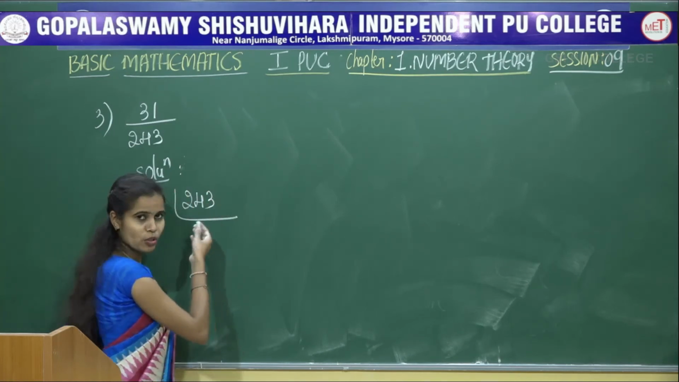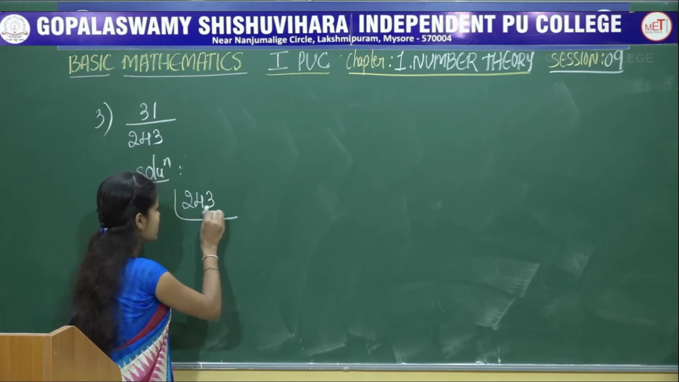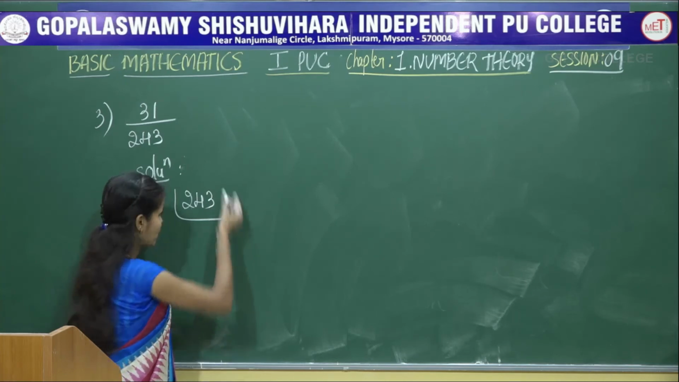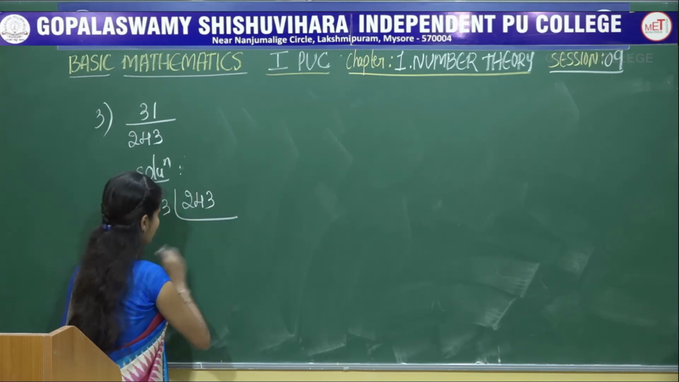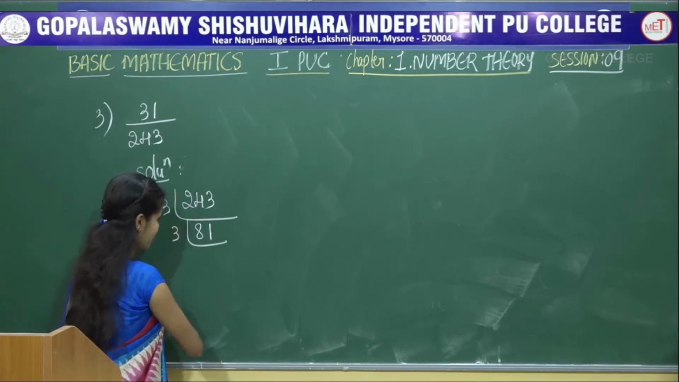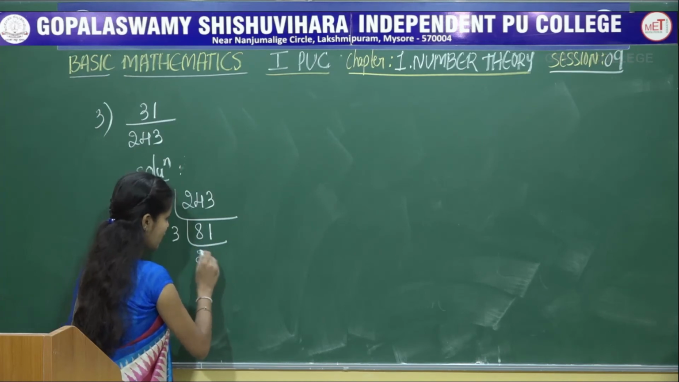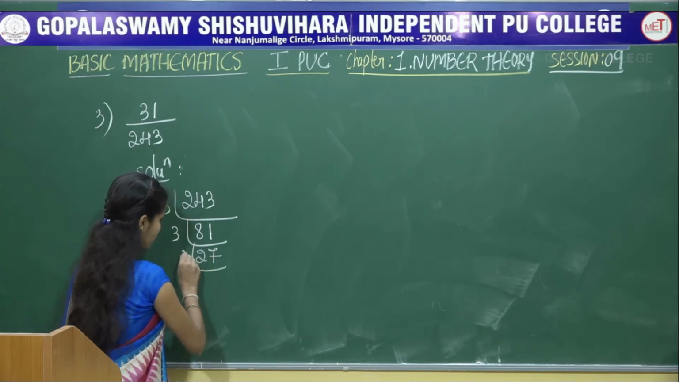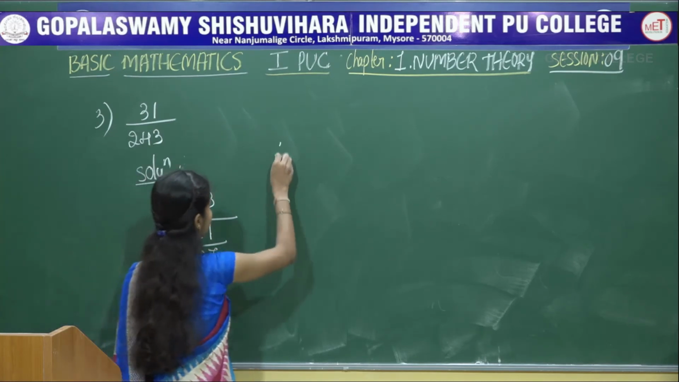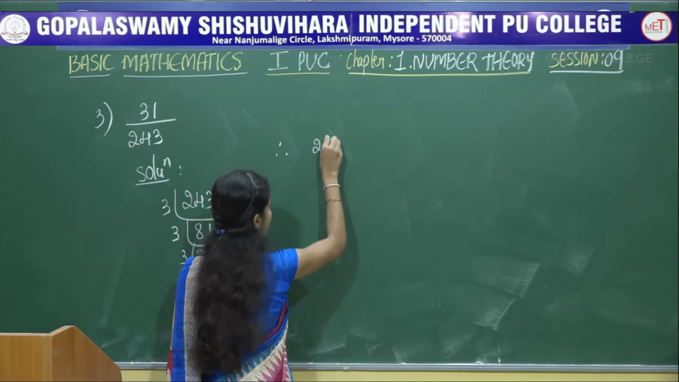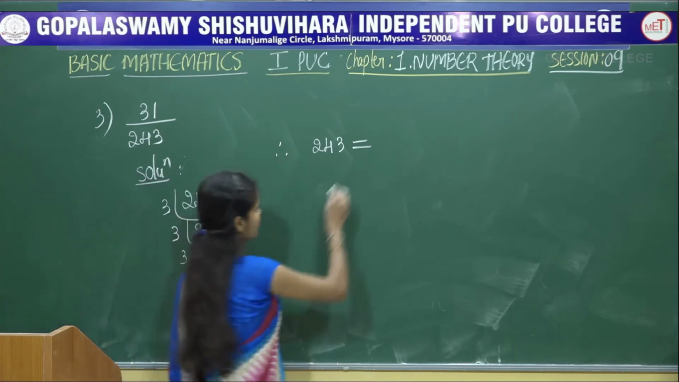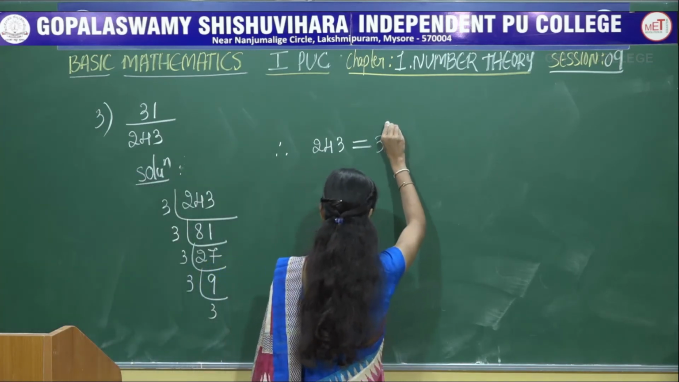It is not an even number, so it is not divisible by 2. Here the sum of the digits, 2 plus 4 is 6, 6 plus 3 is 9. 9 is divisible by 3. Therefore the whole number is also divisible by 3. 3 8s are 24, 3 1s are 3, 81 are 243. Again it is divisible by 3. 3 9s are 27, 3 3s are 9. Therefore 243 can be written as 3 multiplied 5 times. So 3 to the power of 5.